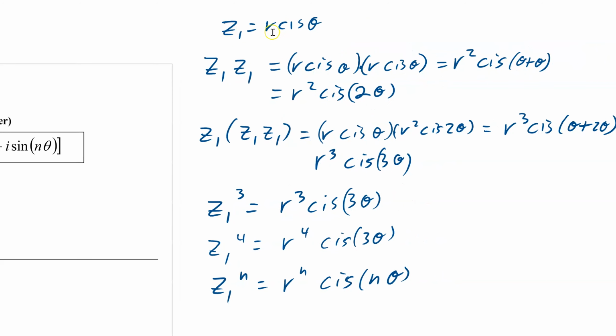We have our z1 is r cis theta. So z1 times z1, that's our z squared, right? Would be this, which gives us this, which is this. So you can see there's already the 2 and 2. So let's try it again.